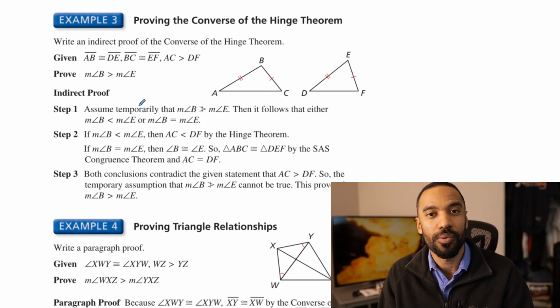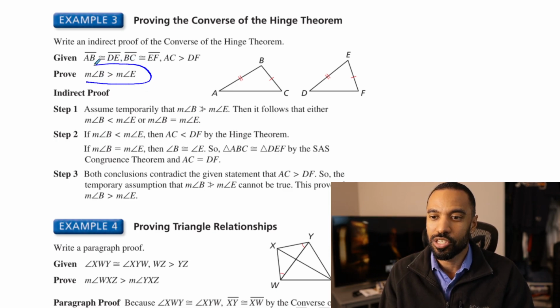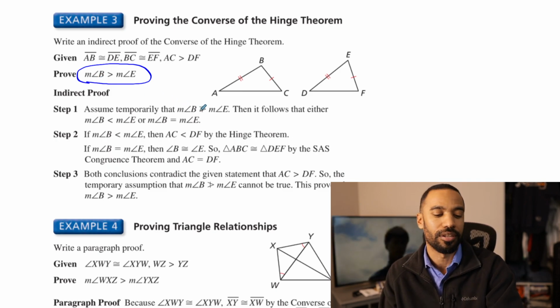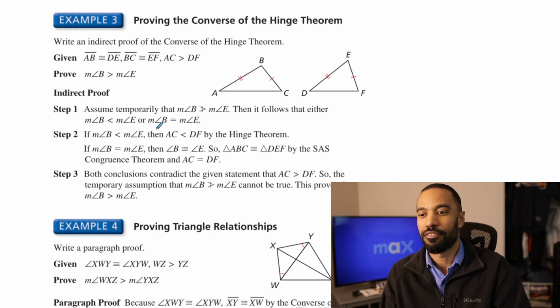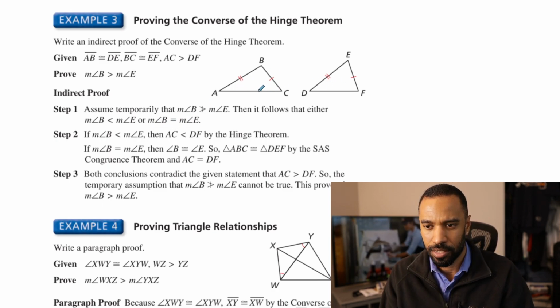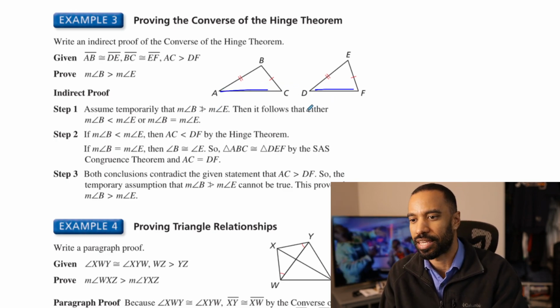Oh, they use an indirect proof. So to prove that this is true, first we assume that it's not true. We can assume that it's not greater than. If it's not greater than, then AC would be less than DF by the hinge theorem. Then this would be less than that, but that's not the case.